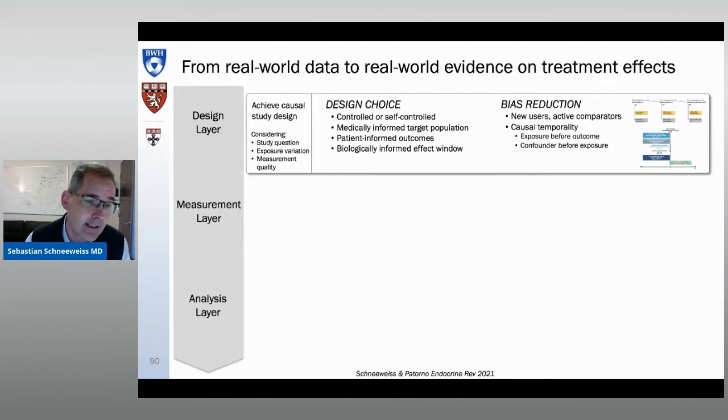In the design layer, you analyze the study question and you pick a study design that fits the study question in order to answer it. You decide between a controlled study or a self-controlled study. You identify the target population that will answer your question. You have patient and physician-informed outcomes. You have biologically informed effect windows. And then we have some little tricks here and there about bias reduction strategies in study design choices, given the nature of the data not having been collected for research purposes, but by running a healthcare system, right?